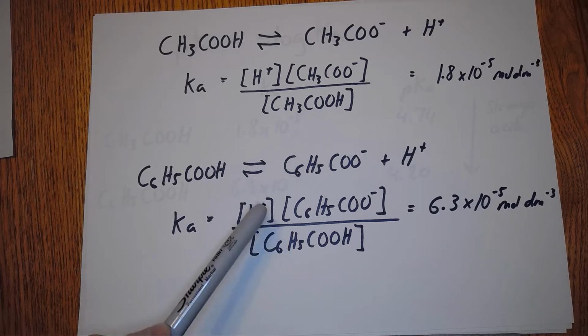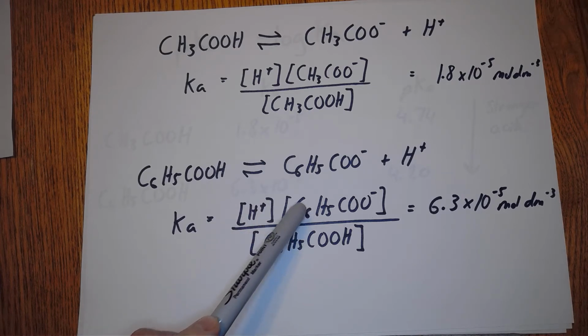If moles per dm cubed cancels out moles per dm cubed, we just have 1 mole per dm cubed on top. The Ka unit is always moles per dm cubed. Simple enough. Now, what do these numbers tell you?